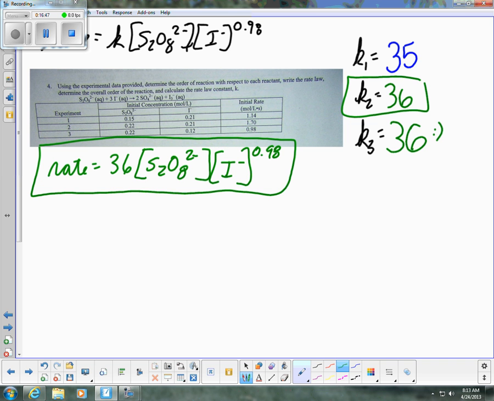That's the last answer we need for the problem. So we have answered everything. We've determined the order of each. We've written the rate law, which is right here. It has to be a complete rate law. We've determined the overall order, and we've calculated the K.